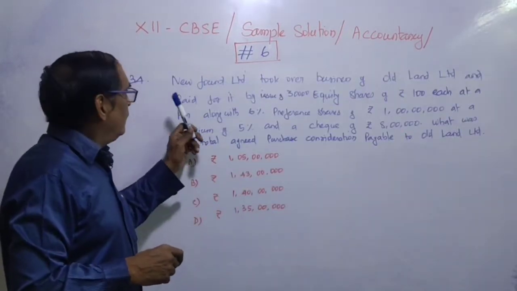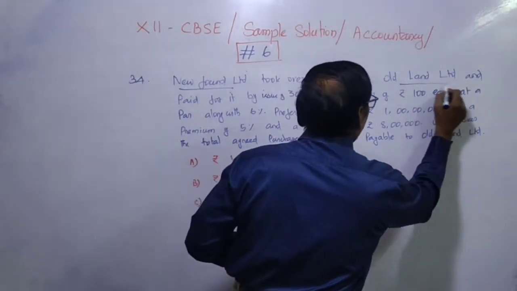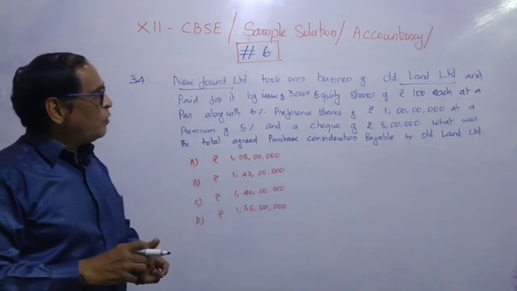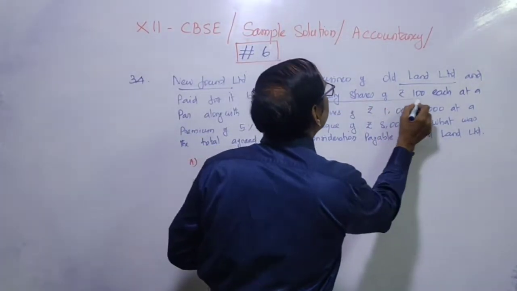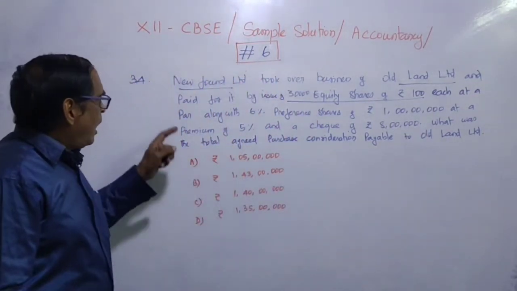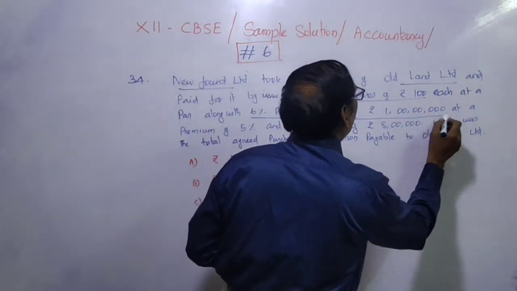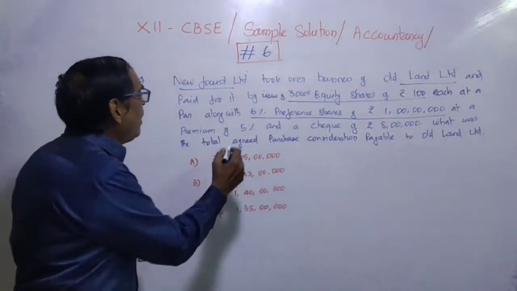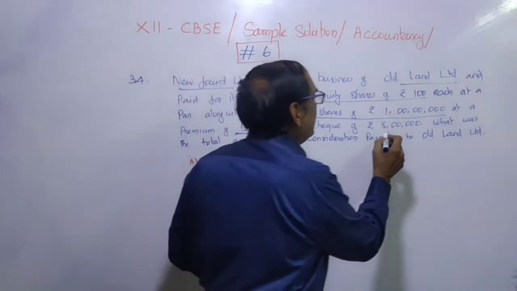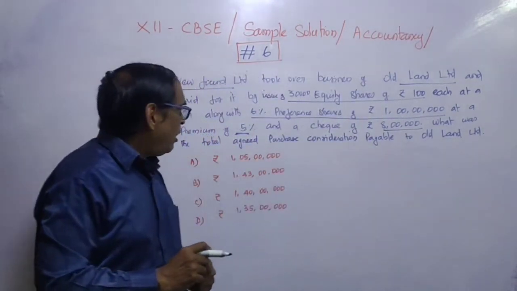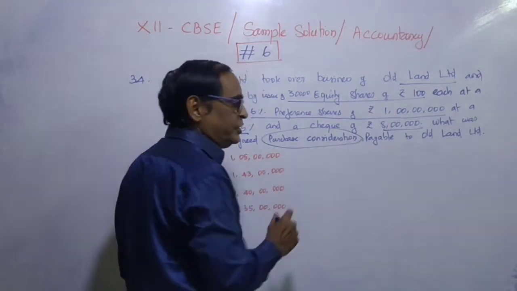Number 34. Newfound Limited took over the business of Old Land Limited and paid for it by issue of 30,000 equity shares of rupees 100 at par along with 6% preference shares of rupees 1 crore at a premium of 5%. Please understand, premium of 5%, and a cheque of rupees 8 lakhs. What was asked in the question? The total purchase consideration we have to find out.